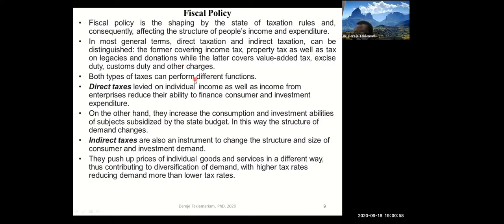So when you talk about taxes, we can have direct taxes or indirect taxes. Direct taxes are normally levied on individual incomes, like you and me, if you are already employed, as well as on incomes from enterprises. Whereas indirect taxes are also instruments to change both the structure and size of consumer and investment demand. So they are really levied as indirect taxes. I hope you can understand all this. So these are some of them.